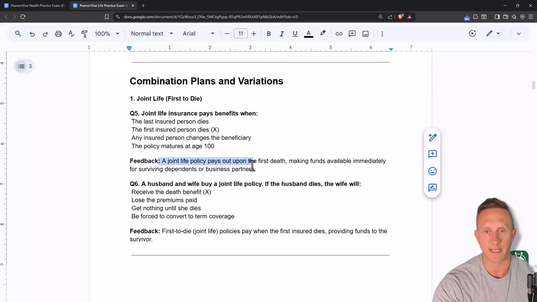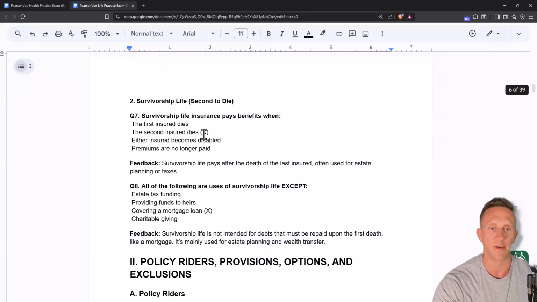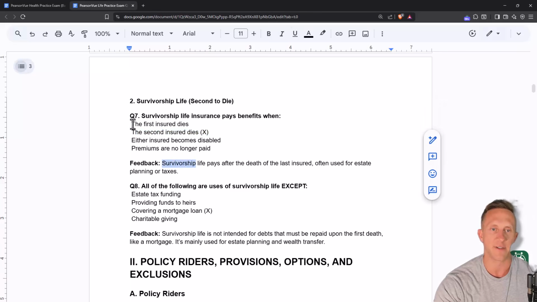A joint life policy pays out on the first death, making funds available immediately for surviving dependents or business partners. Next one, a husband and wife buy a joint life policy. If the husband dies, the wife will receive the death benefit. So that's just what we covered there, pretty straightforward. And then we'll do one of the survivorship life questions too. Survivorship life insurance pays benefits when the first insured dies or the second insured dies. That's not it, because survivorship life, remember, survivor, second, life pays after the death of the last insured, often used for estate planning or taxes.